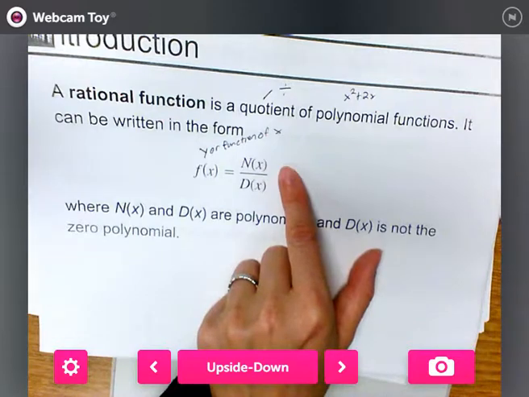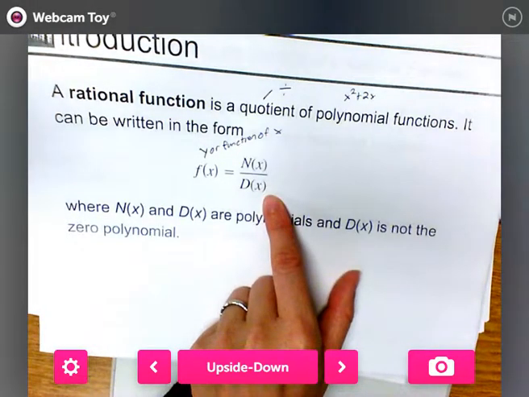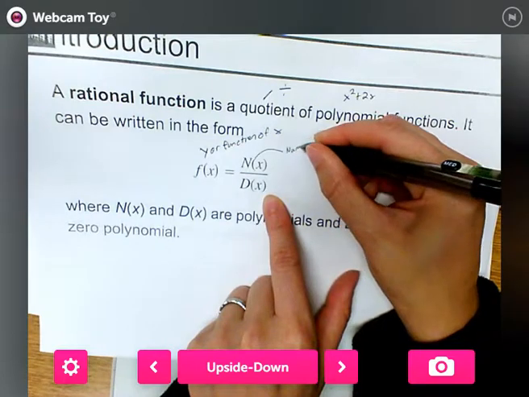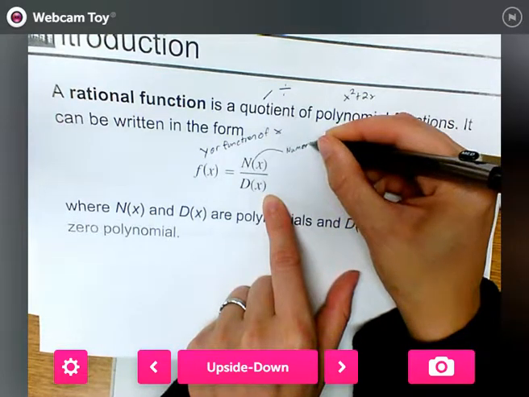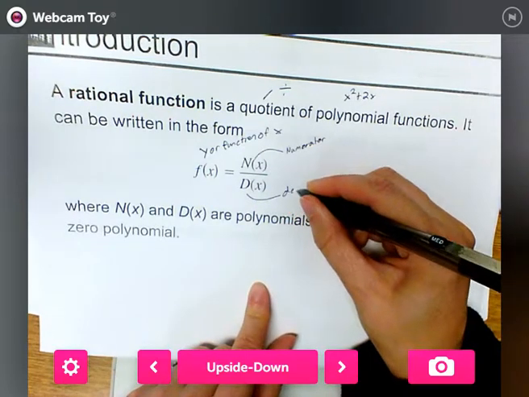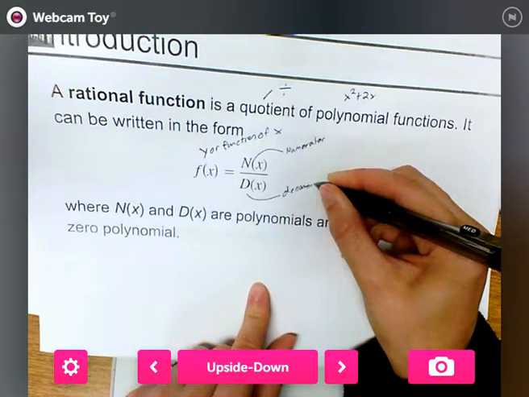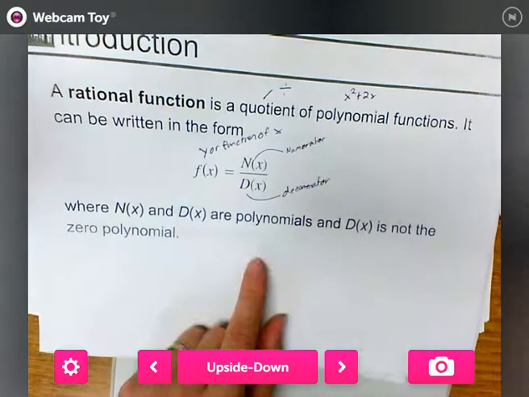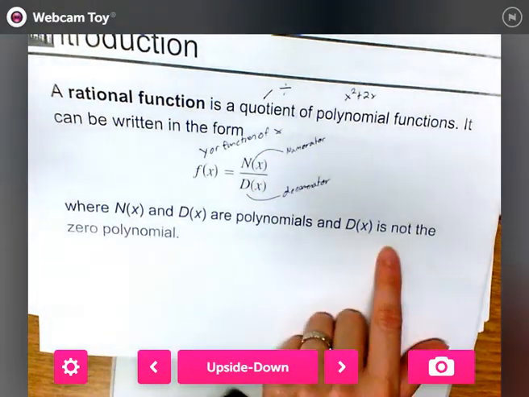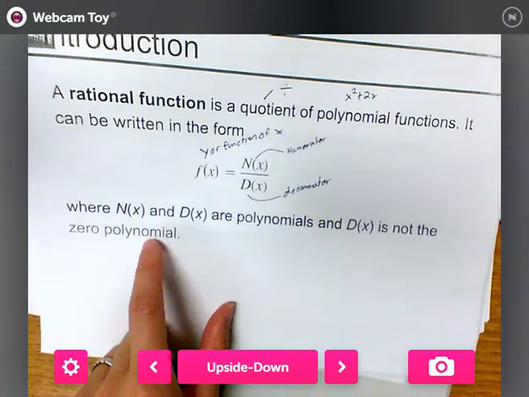N of x over D of x. And the reason we use N and D is because this stands for numerator, I don't know if I'm spelling that right, and denominator. Okay? Where N of x and D of x are polynomials and D of x is not the zero polynomial.